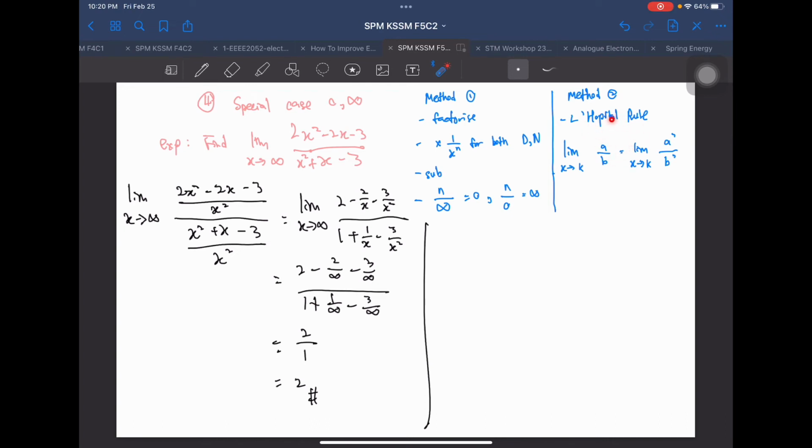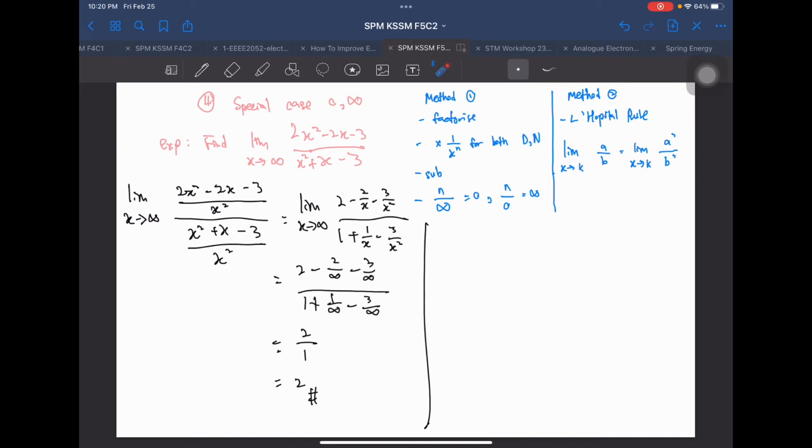So the L'Hopital rule says that if you got the limit as x approaches k, where k can be whatever, of a over b, and a and b are functions in terms of x, then this limit is the same as the limit of the derivative of a over the derivative of b. And L'Hopital's rule can be applied n times, no matter how many times, as long as you get the answer.